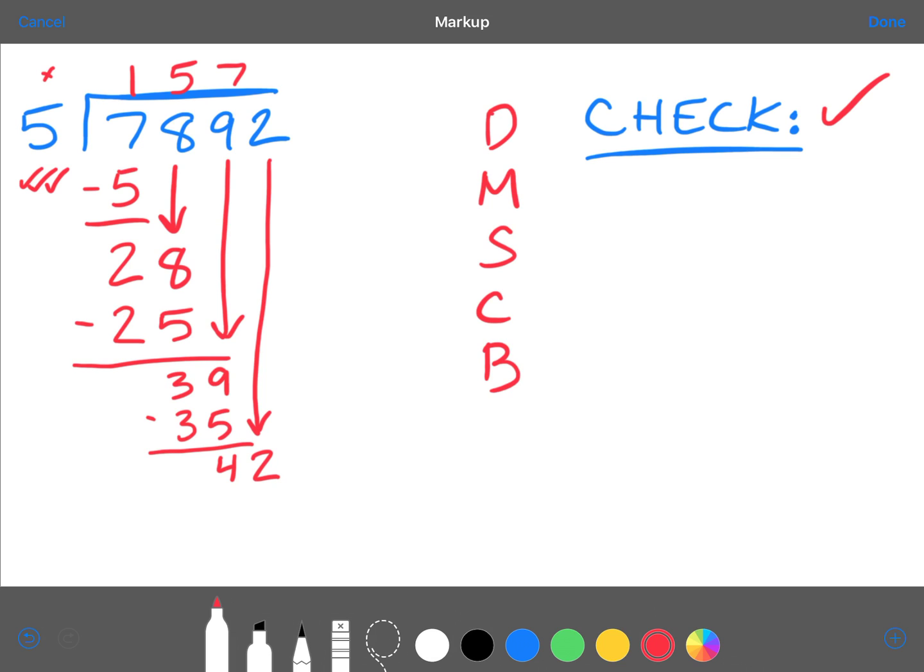How many times can 5 go into 42 evenly? It's going to be 8. 8 times 5 is 40. When I subtract, I get 2. 2 is smaller than 5, but I have nothing to bring down over here, so that means that 2 is going to be my remainder. Okay, so my answer is 1,578 with remainder 2.